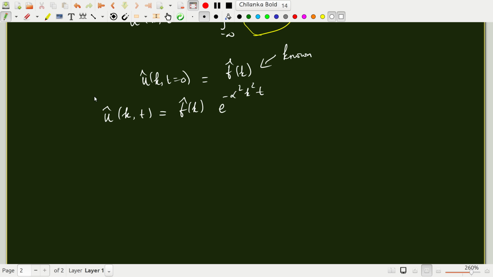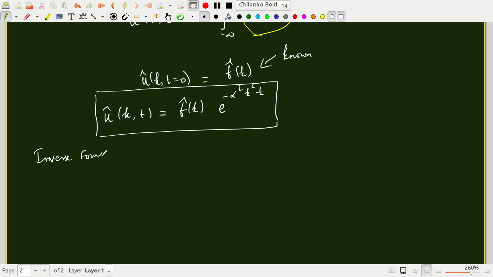Now if you are interested in only the Fourier transform, you have solved the problem, in the sense that this function satisfies the transformed ordinary differential equation and the initial condition. But to find u of x, t, you have to do the inverse Fourier transform. Okay, let me illustrate this.